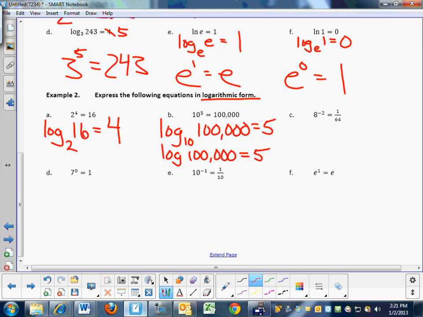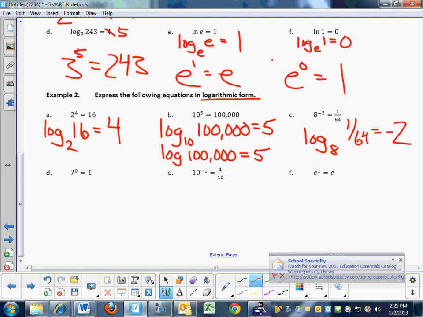8 to the negative 2 equals 1/64. What does that look like? Log base 8 of 1/64 is equal to negative 2. Good.